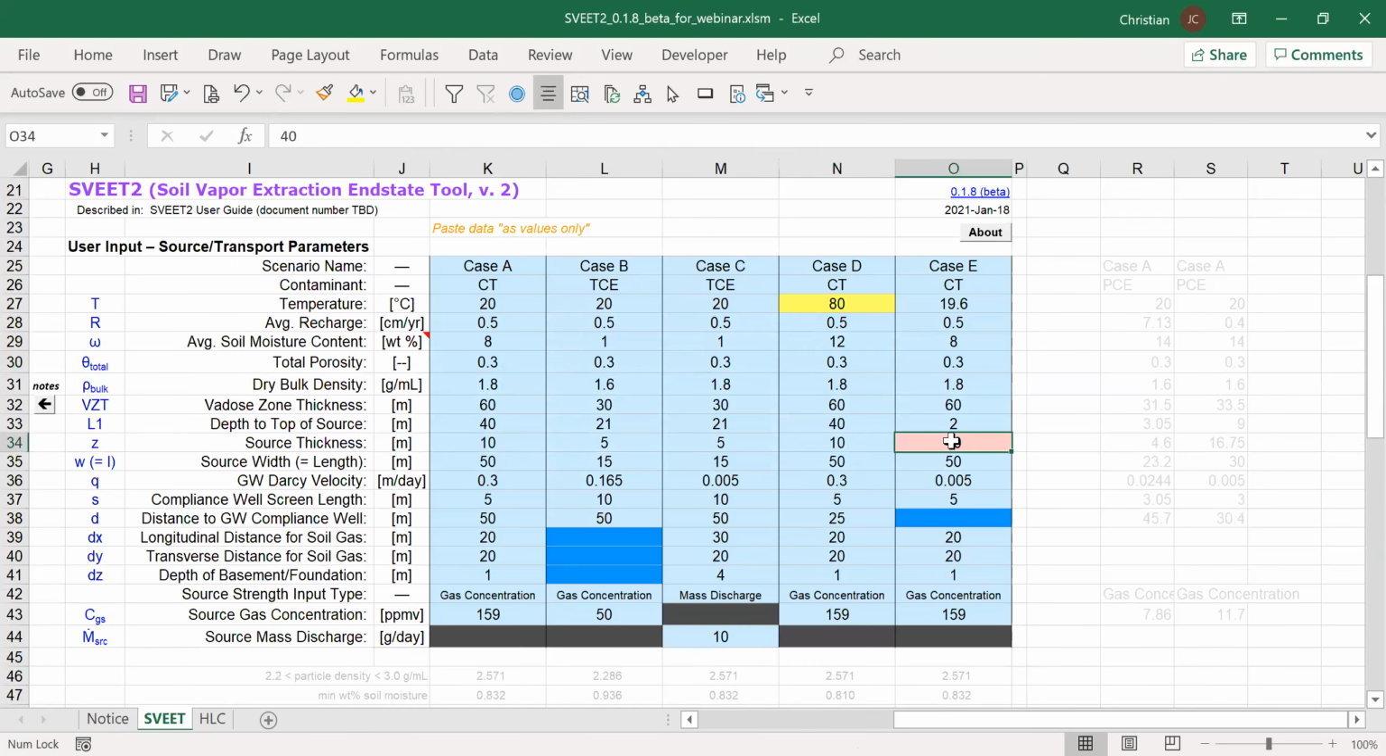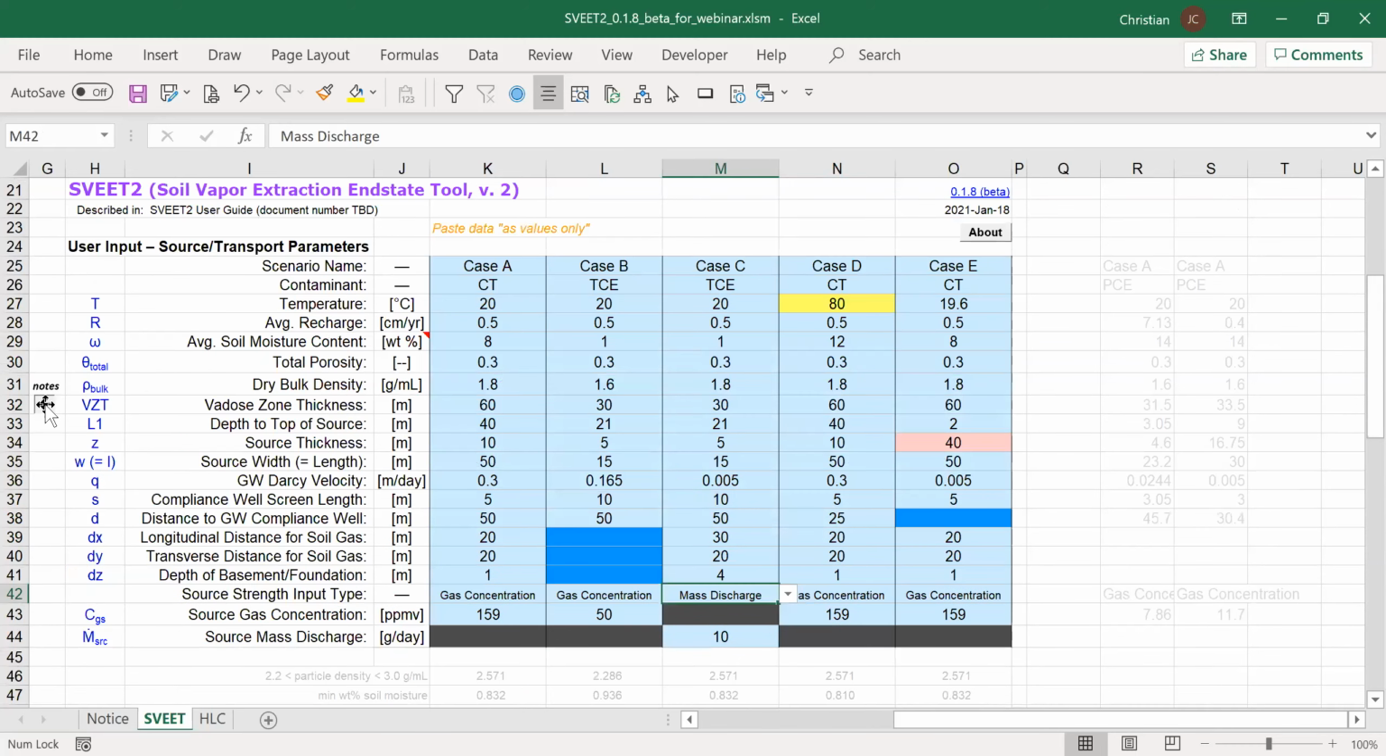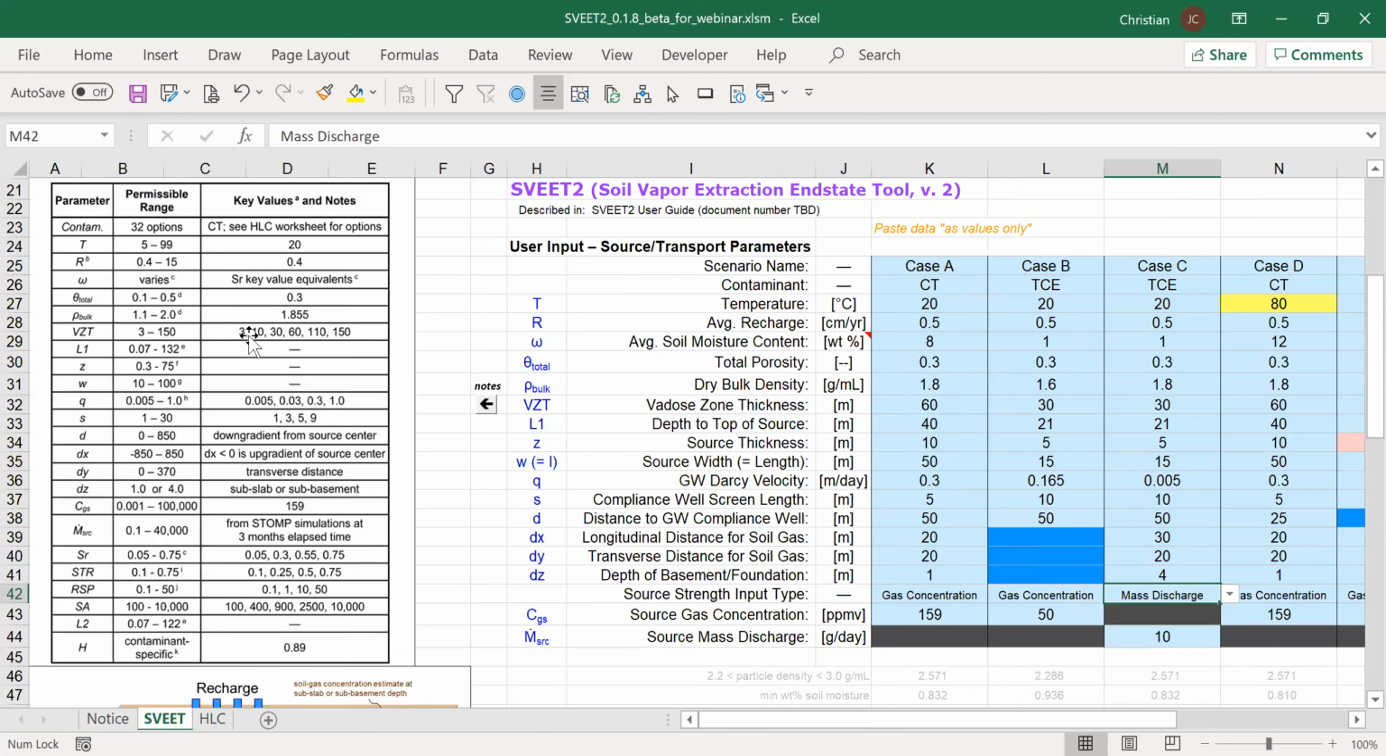And this is another example. I guess the other thing I'll point out, you can enter either gas concentrations, if that's what you have, the data you have for your site in terms of what is the source strength, or if you've done some studies and have a mass discharge result, you can enter that as the source strength. You have that choice of those two options. And as I showed in the screenshot over here, it lists out the permissible ranges for the parameters.